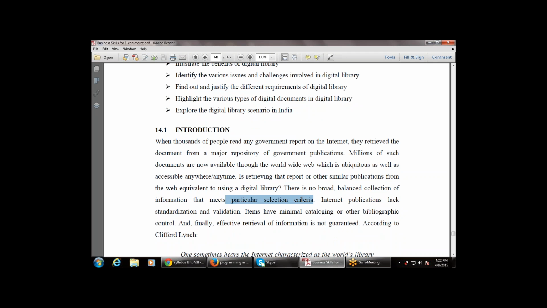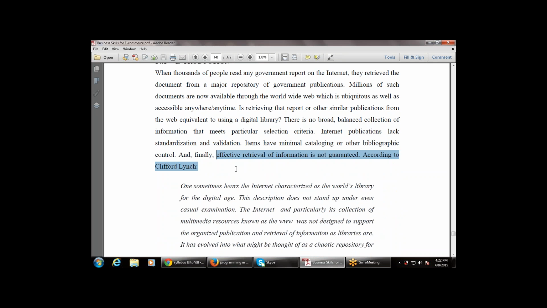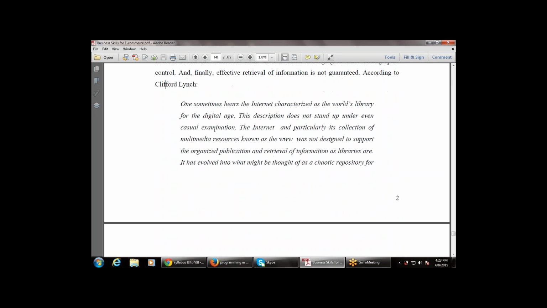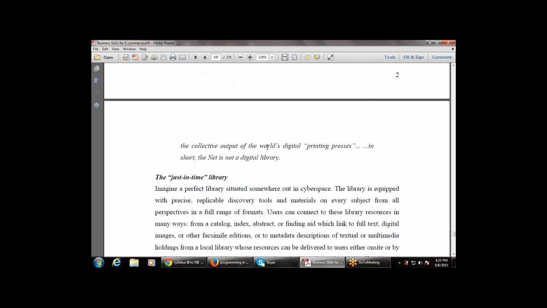So a balanced collection of information that meets a particular selection criteria is known as a digital library. And finally, effective retrieval of information is not guaranteed. According to Lynch, the digital library is the collection of all the information in one place, a centralized gathering of information, so that anyone can access it from anywhere in the world.